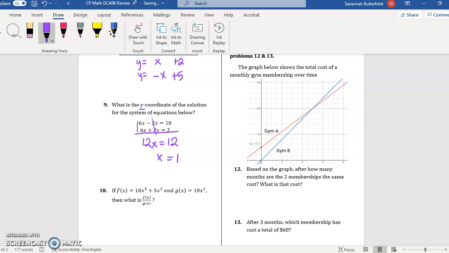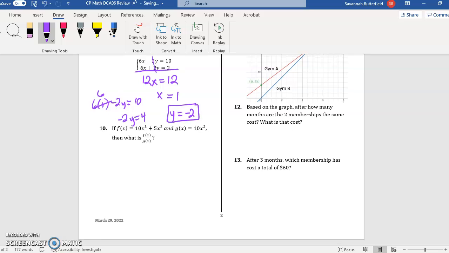And now I'm going to choose the first equation, because why not? 6 times 1 minus 2y equals 10. 6 times 1 is 6, we know that. So subtract the 6 over, we get negative 2y equals 4. Divide by negative 2, we get y equals negative 2. And that's the answer we're looking for.